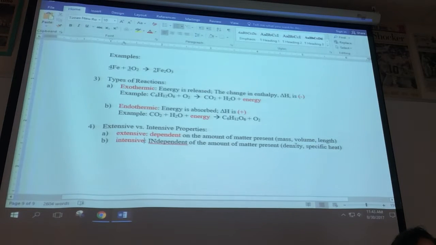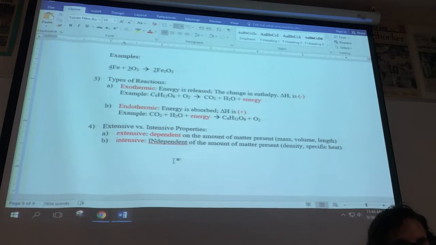The density of copper will be 8.92 grams per cubic centimeter. The specific heat of water is 4.18 joules per gram degree Celsius. So some properties don't depend on how much matter you have, others do, but we'll talk more about that throughout the year. Introductory chapters can be very tricky because they are so general in nature, they don't cover the nitty-gritty.